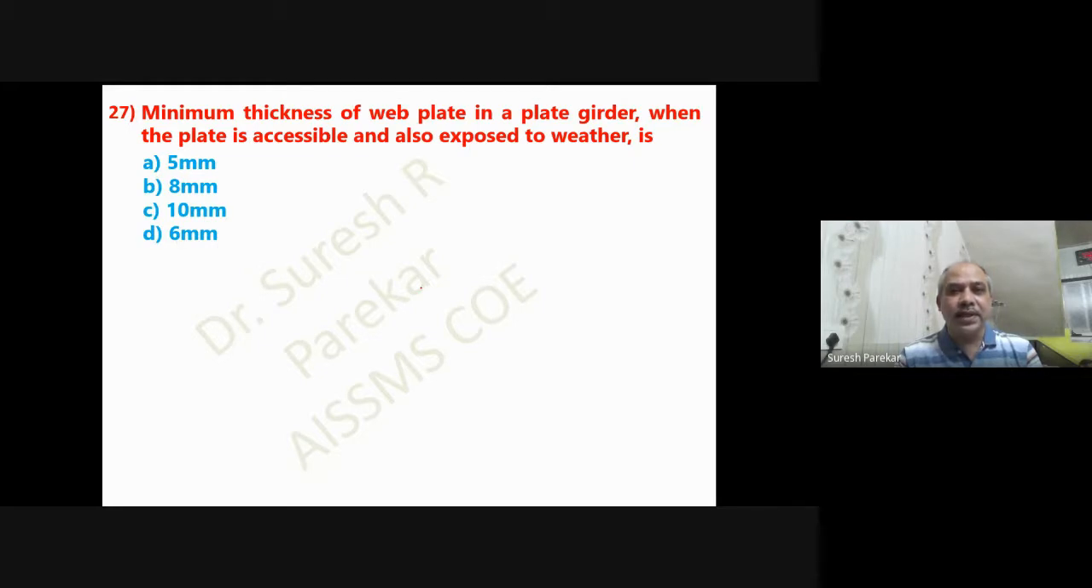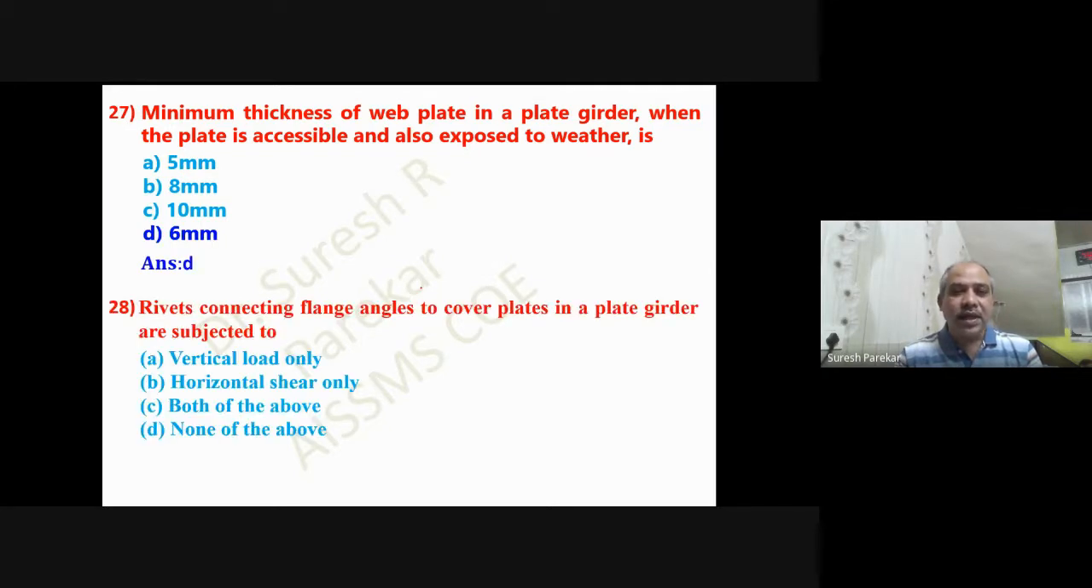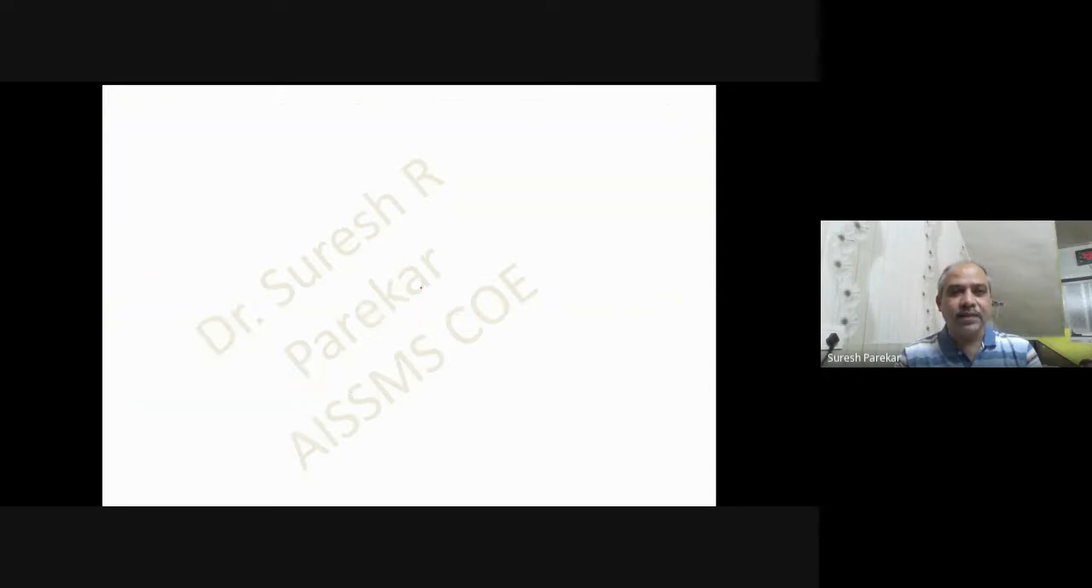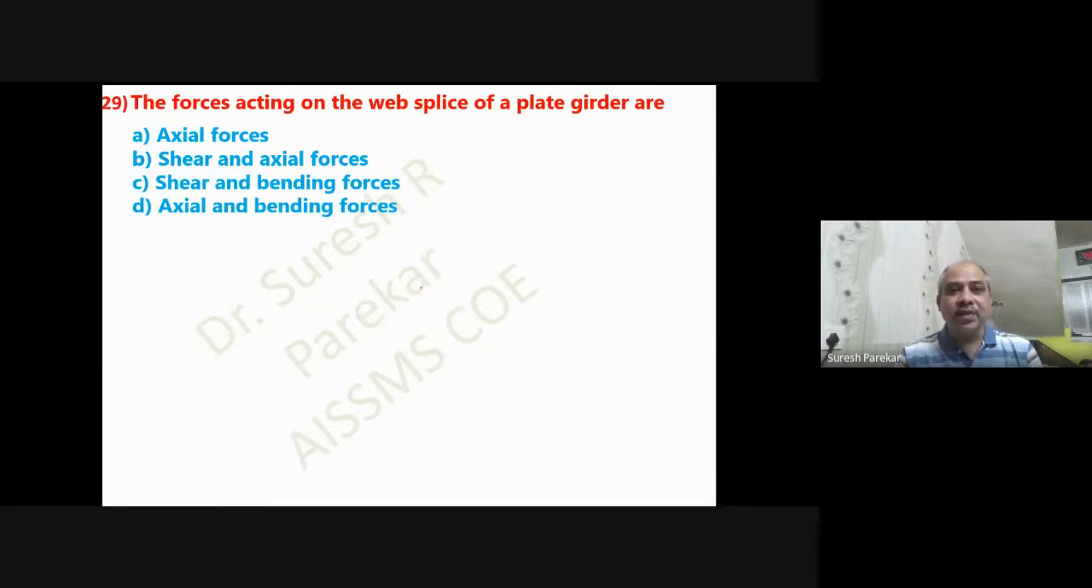When the plate is accessible and also exposed to weather, then we have 6 millimeters. Then rivets connecting flange angles to cover plates in a plate girder are subjected to horizontal and shear only. The forces acting on the web splice of a plate girder: we have that as shear and bending forces.